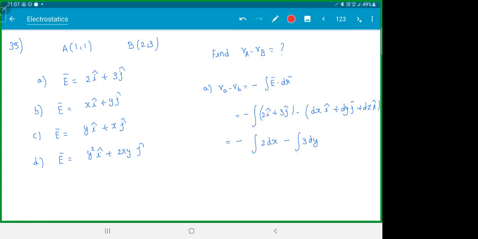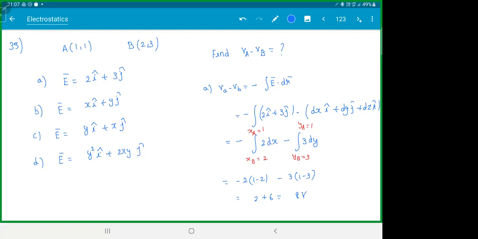You're going from A to B, so this is going from B to A. VA minus VB, final. So XB is 2, XA is 1, YB is 3, YA is 1. Integrate this, you get minus 2(1 minus 2), minus 3(1 minus 3). That will be 2 plus 6, 8 volts. Got how I did this?